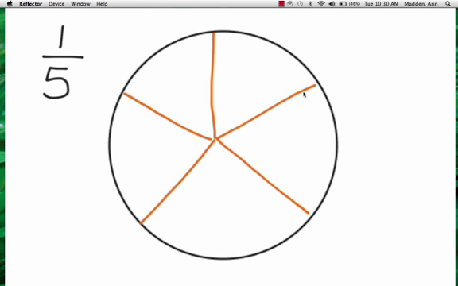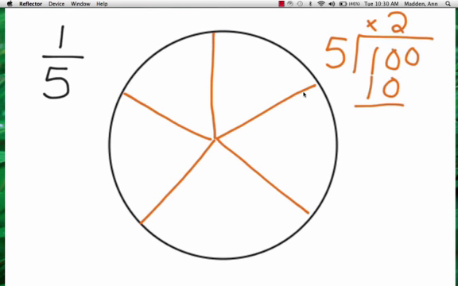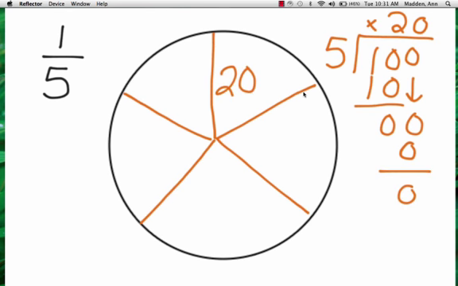Now I have to figure out the percentage. Remember, it's a total of 100%. If I divide 100% by 5, let's see, 5 can't go into 1. 5 can go into 10 2 times. 2 times 5 is 10. Don't forget to bring down that 0. 5 goes into 0 0 times. 5 times 0 is 0. I get 20%.